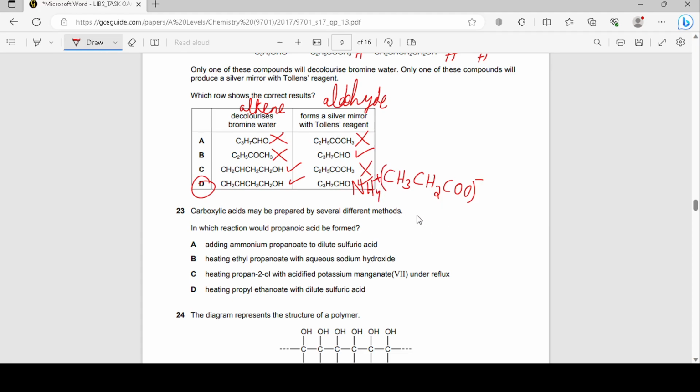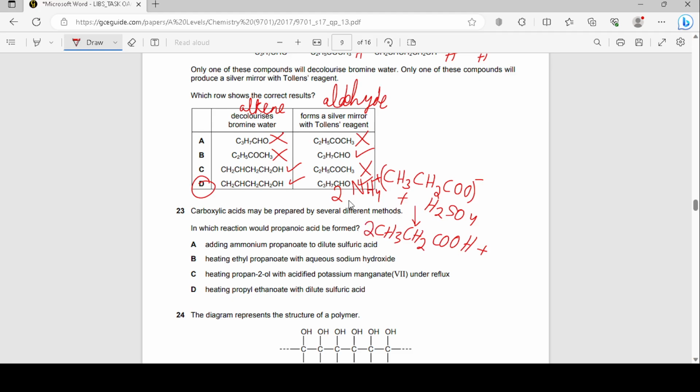Anyways, you're reacting that with dilute sulfuric acid, so you would get, oh yes, okay, because then you're just protonating it, right? So it's NH4 plus, so CH3, CH2, COOH in that case, and then I suppose you can make this 2 NH4 plus, CH3, CH2, COO minus. This is a propanoate ion, it has a negative charge. Okay. Anyways, you get CH3, CH2, COOH.